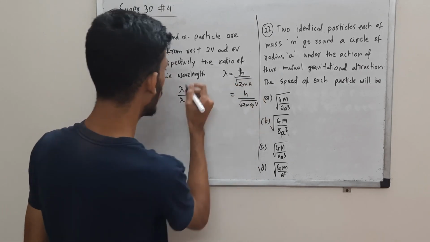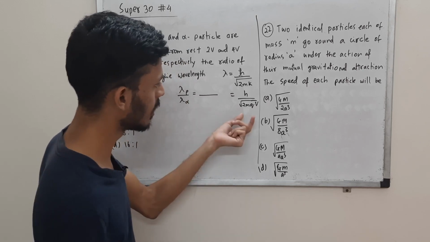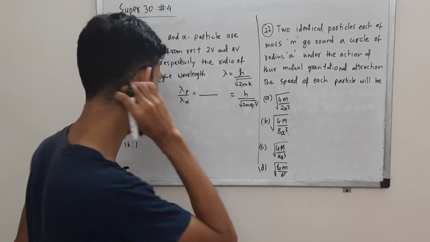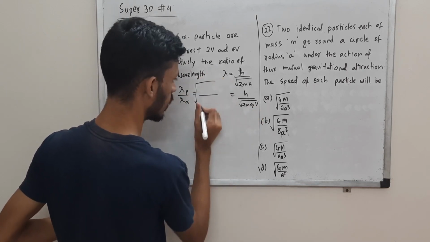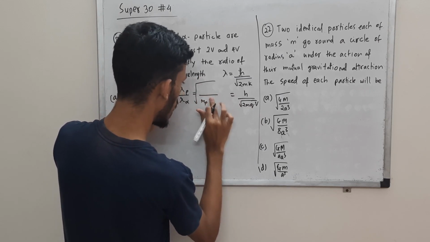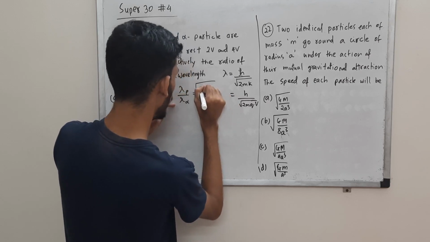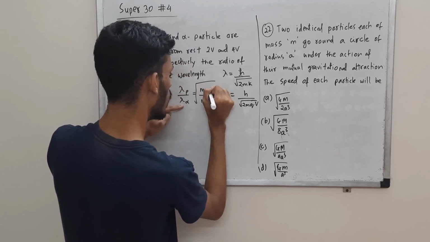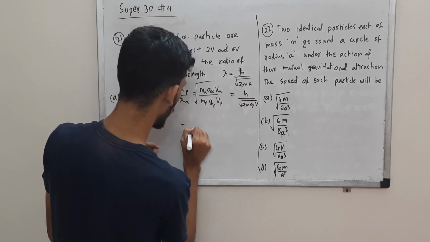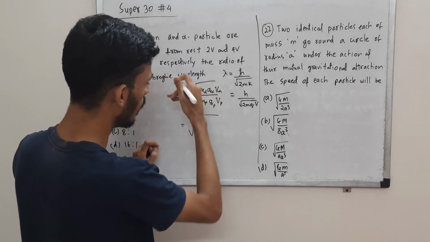If you see, h is constant, so your de Broglie wavelength is inversely proportional to the root of mass, charge and the potential V. So here we'll take the root: inversely proportional to mass of proton, then we have charge on proton and the potential of the proton. Then we have mass of the alpha particle, charge on the alpha particle, and the potential of the alpha particle. If you see, mass of the alpha particle is 4 times mass of proton, so 4 times mp.